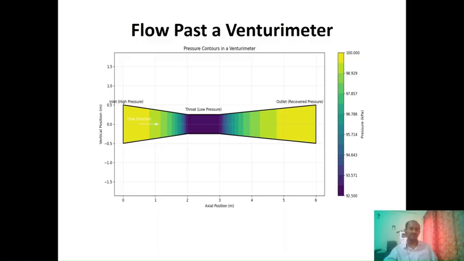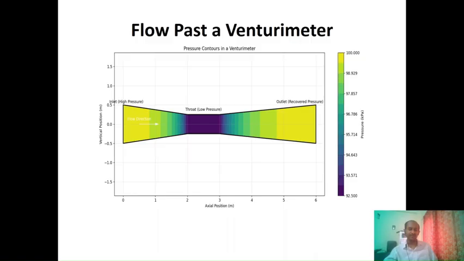As the section converges, the area decreases, and due to the continuity theorem, as the area decreases, the velocity will increase. And since the velocity will increase, the pressure will decrease. The pressure will be lowest at the throat. And as the area increases, the pressure will again increase. That's the Venturi meter.